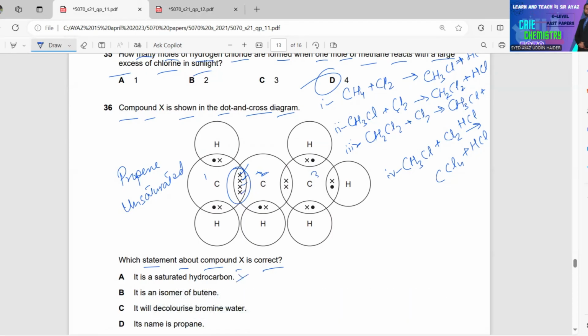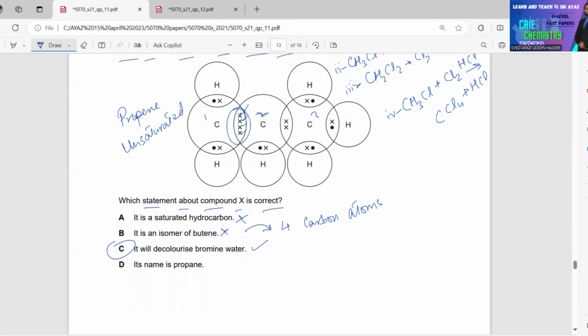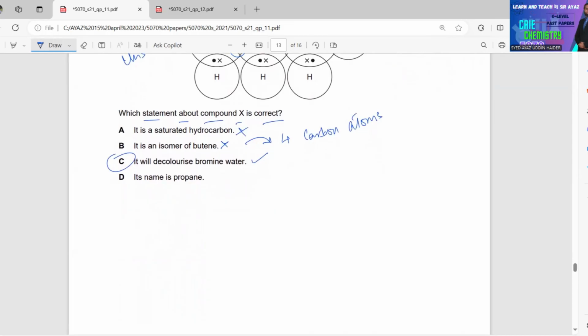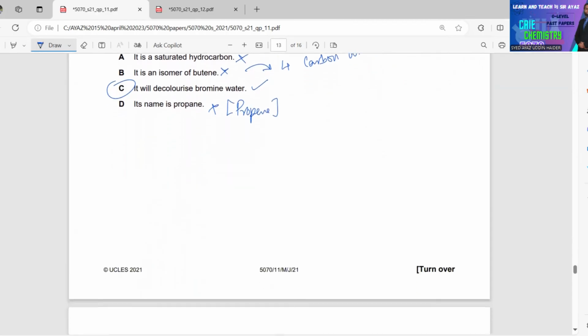A, it is a saturated hydrocarbon. This is incorrect. As I have already mentioned, it's unsaturated. B, it's an isomer of butene. This is also incorrect. Butene contains 4 carbon atoms. Here we have 3 carbon atoms. C, it will decolorize bromine water. This is correct because it contains a carbon-carbon double bond, which means unsaturated. It will definitely decolorize bromine water. C must be the right answer. For your convenience, I am reading the last statement. Its name is propane. This is incorrect. The name is propene. I have already mentioned it on top. Moving to next question.